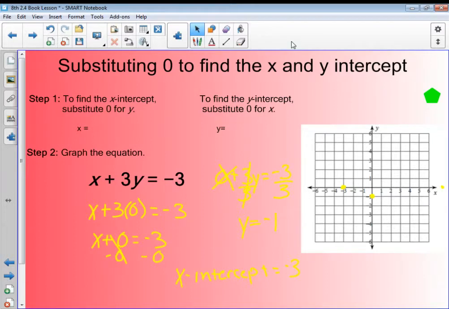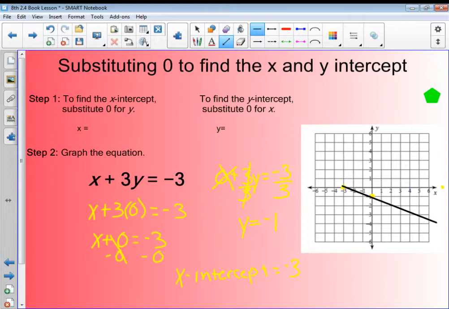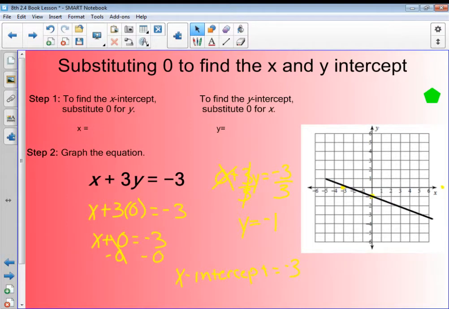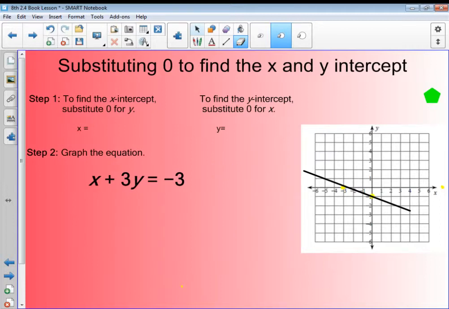We'll then put our line through this. So that's what our line would look like for x plus 3y equals negative 3 by using our x and y intercepts. This is just another way of graphing our lines, if you want to find your x and y intercepts. Okay, so let's try another one.